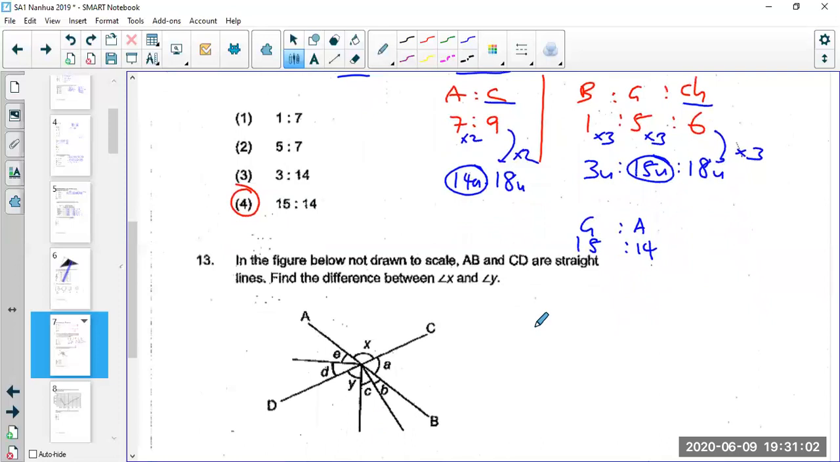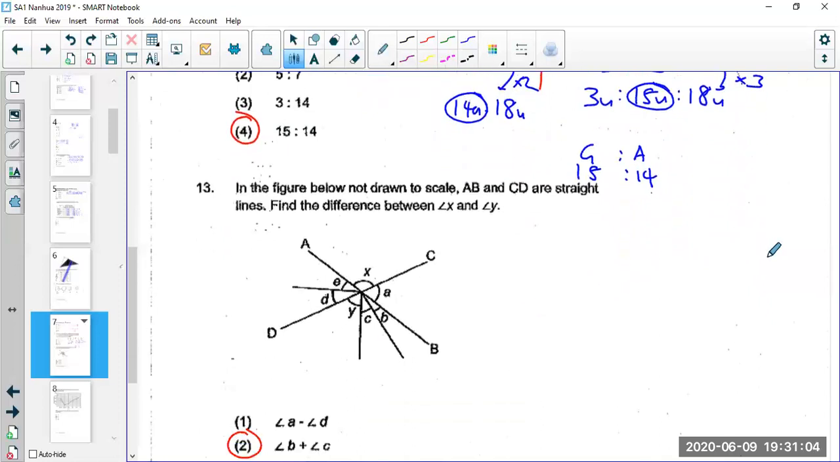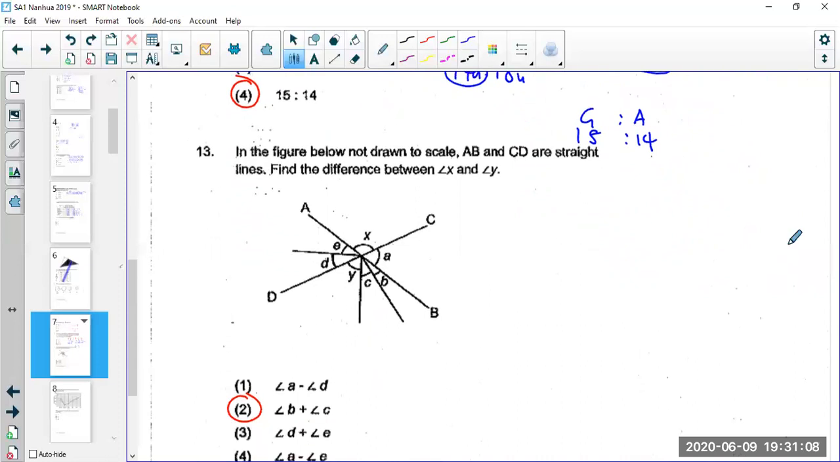Okay, all right, next one. Question number 13. This one may be a little hard. Find the difference between x and y. So let's look at x and y. Difference between x and y. Okay, this is x, right? This is y. This one may be a little hard, but never mind. Try your best.